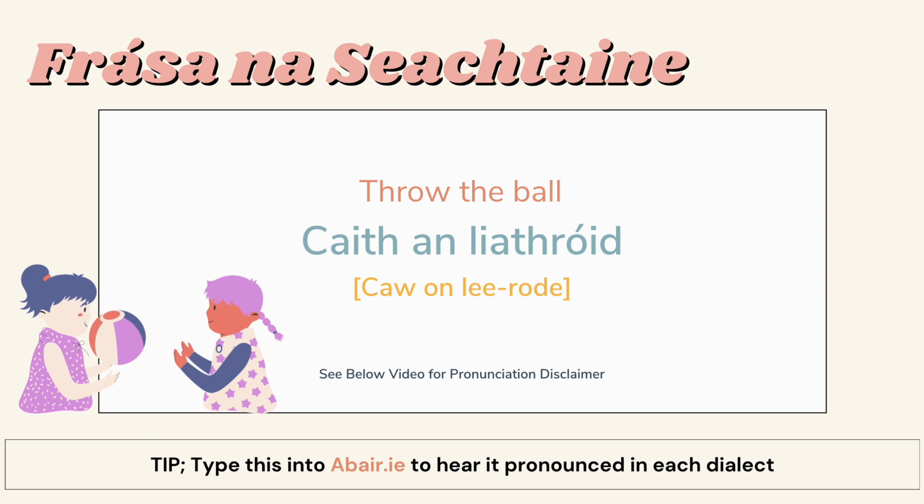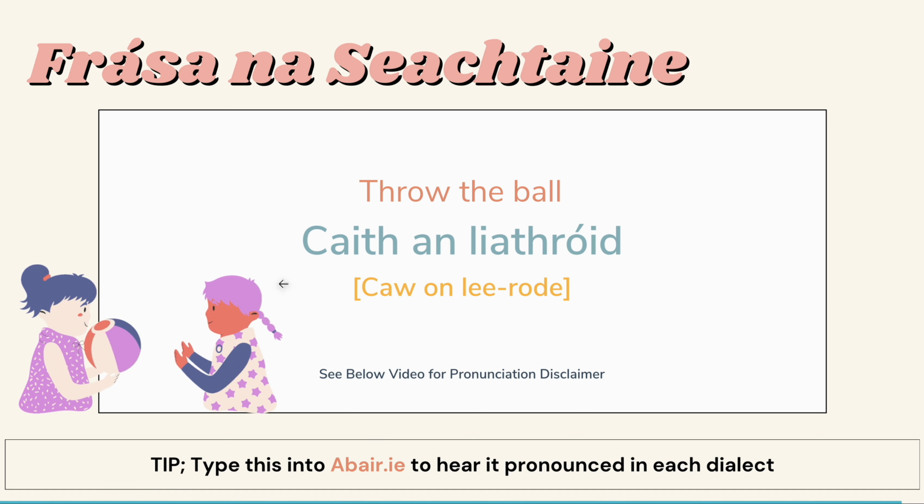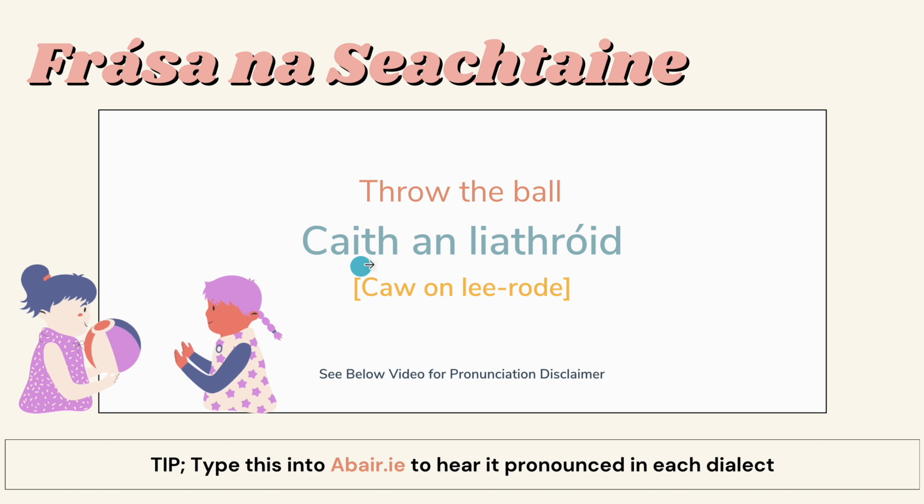there are 3 dialects of the Irish language. Words and phrases are pronounced differently across the dialects. So what we offer here is a general standard pronunciation guide. However, you can type this whole phrase into abair.ie and you'll be able to hear it pronounced in each of the different dialects. So throw the ball in Irish is ca on Lee Roads.